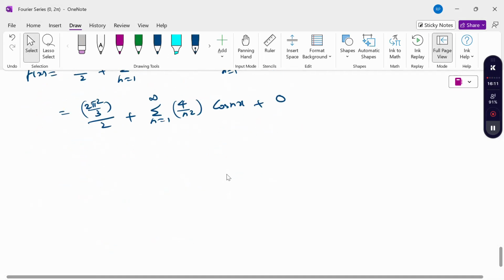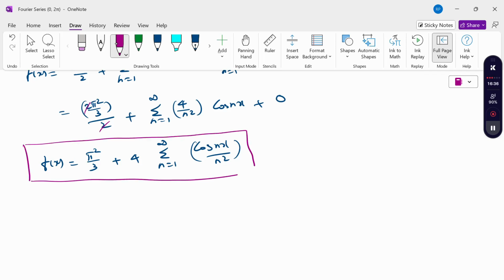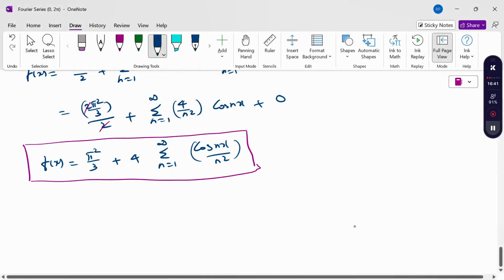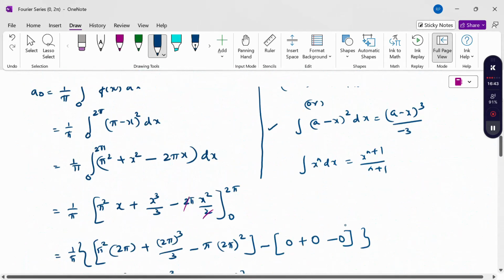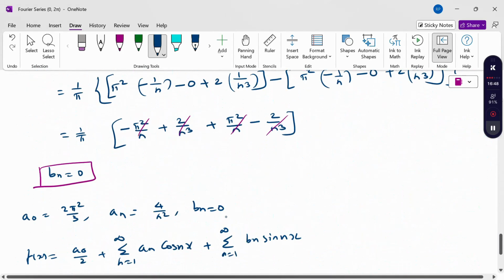So now this 2 cancels. When I cancel this 2, so pi square by 3 plus, when I am taking the constant out, sum n from 1 to infinity cos nx by n square. So this is the Fourier series expansion. Suppose the question only asks for the Fourier series in the given interval, then the answer is over. But extra is mentioned: hence deduce the sum of the series 1 by 1 plus 1 by 2 square, 1 by 3 square and so on, right?